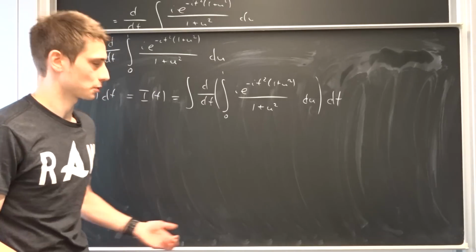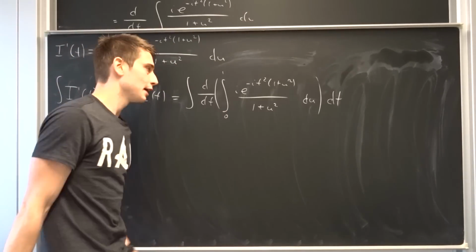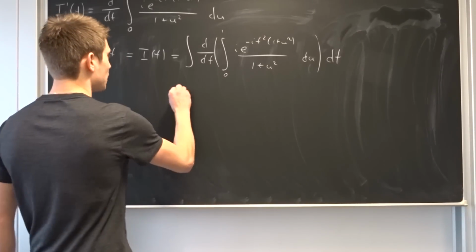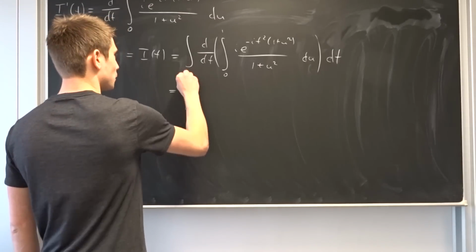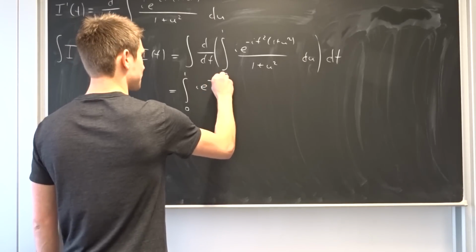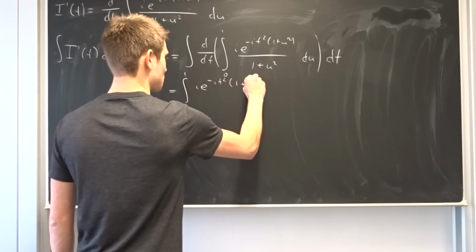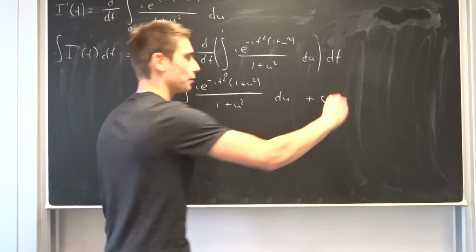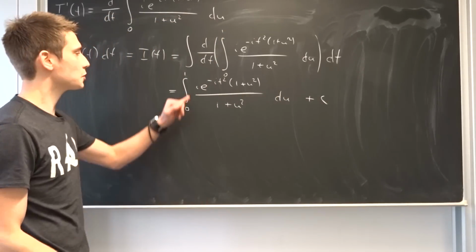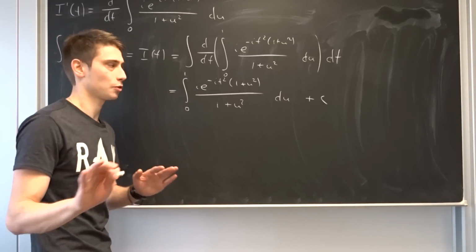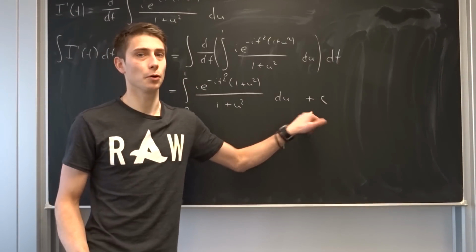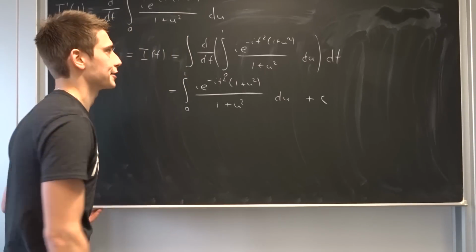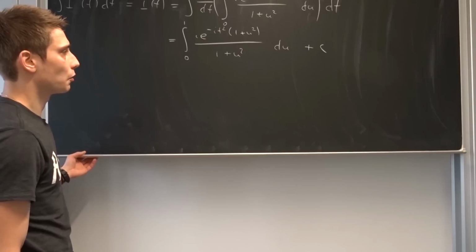And I hope you can see what I was talking about. So this kind of cancels out, if you say it in a not mathematically correct way. So what we end up with is just the integral from 0 to 1 of i times e to the minus i t squared (1 plus u squared) over 1 plus u squared times du plus some arbitrary constant c. Okay, because we are dealing with an indefinite integral right here. So don't forget this one. That's really important because we have to find out this constant now. Otherwise the whole Leibniz rule wouldn't make any sense. Okay, so now we have to find c.